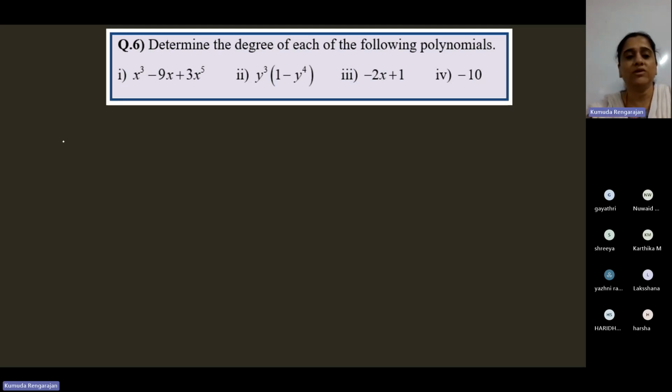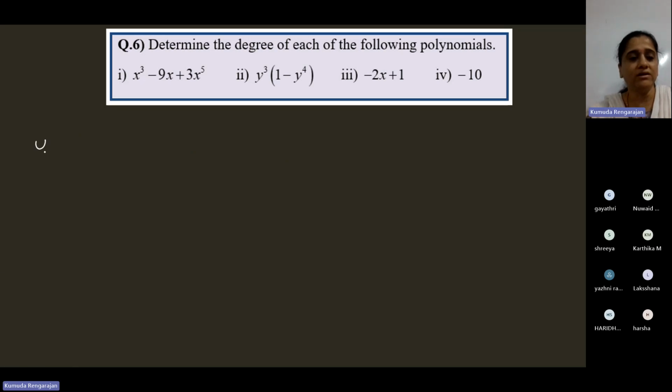So the first one, what's the degree? 5, because the highest power is 5. Second one, we need to simplify. So it'll be y cubed minus, we should multiply, right? y cubed into y to the power 4. When bases are same and it's multiplication, you need to add the powers.